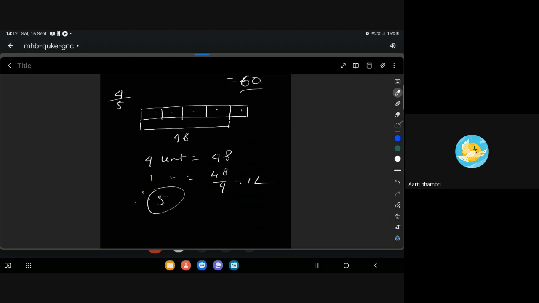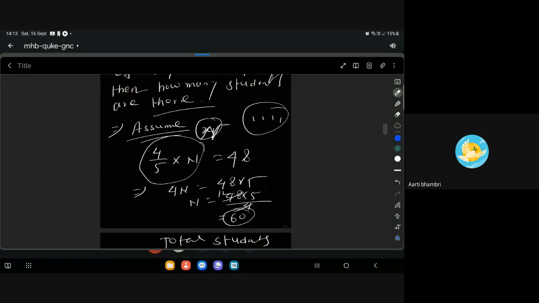Therefore, 5 units is the total. 5 units is the total number of students. So 5 into 12 will give you 60. This is another procedure. Another procedure is you can assume 100 also in place of n. So many procedures are there. So better you do it in this way. Okay.